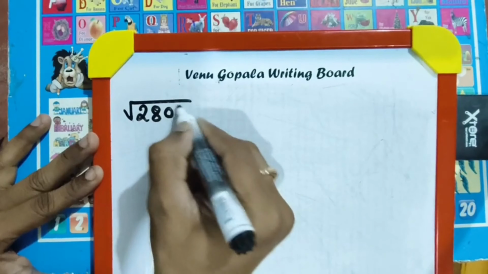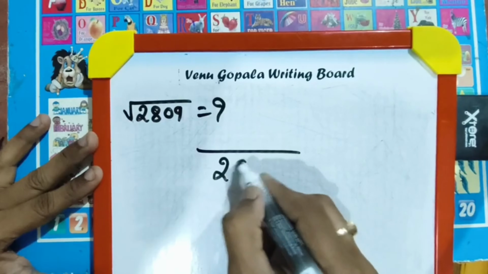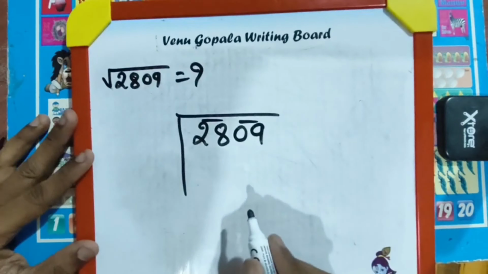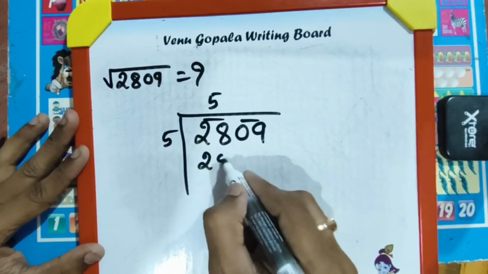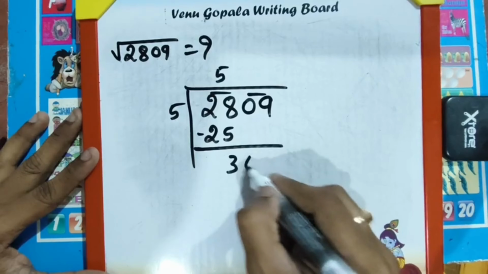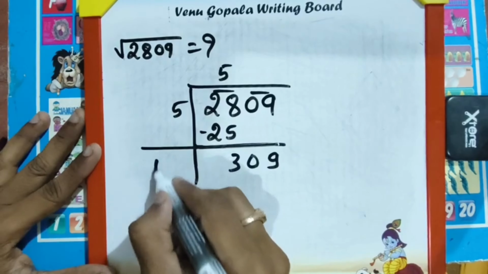Let us take one more question. Square root of 2809. What is the square root of 2809? He is asking. Let us find. Make a group of two numbers. 28. 5 square 25. I'll take this number. 28 minus 25, that is 3. 309. Now 5 plus 5, 10.